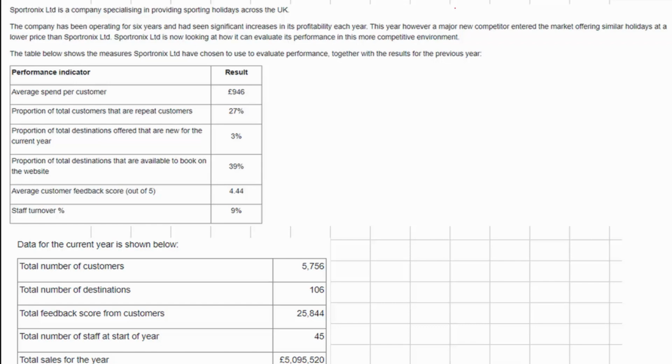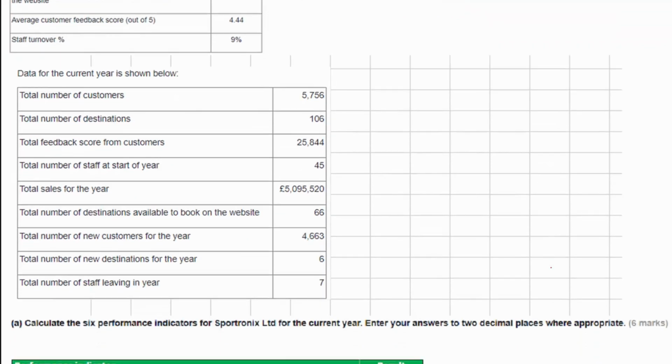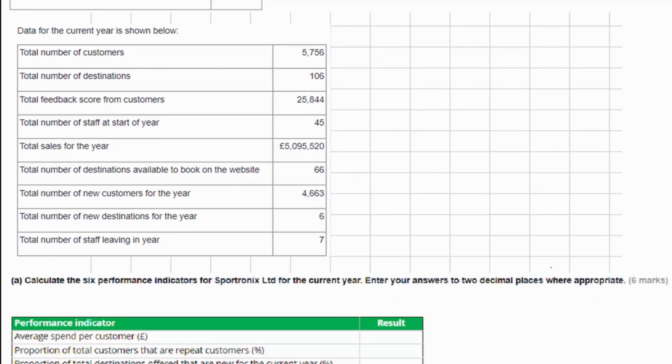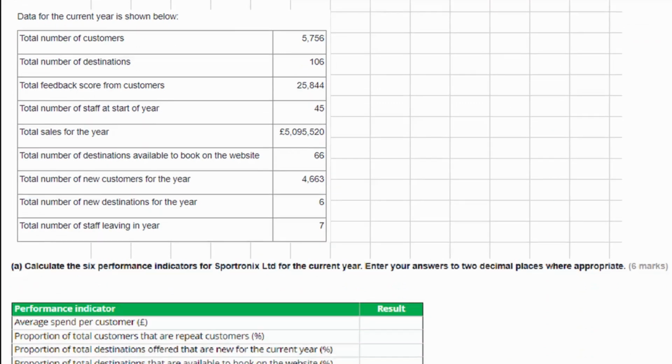So I provided this background context for the business, which we'll need to be able to answer the question later on in our evaluation. So the table below shows the measures Sportronics Limited have chosen to use to evaluate performance together with the results of the previous year. And we need to work out what this year's numbers are. So they've given the data for the current year. And what we need to do is, using those data, we need to calculate the various numbers required in Part A. So first of all, it wants the average spend per customer.